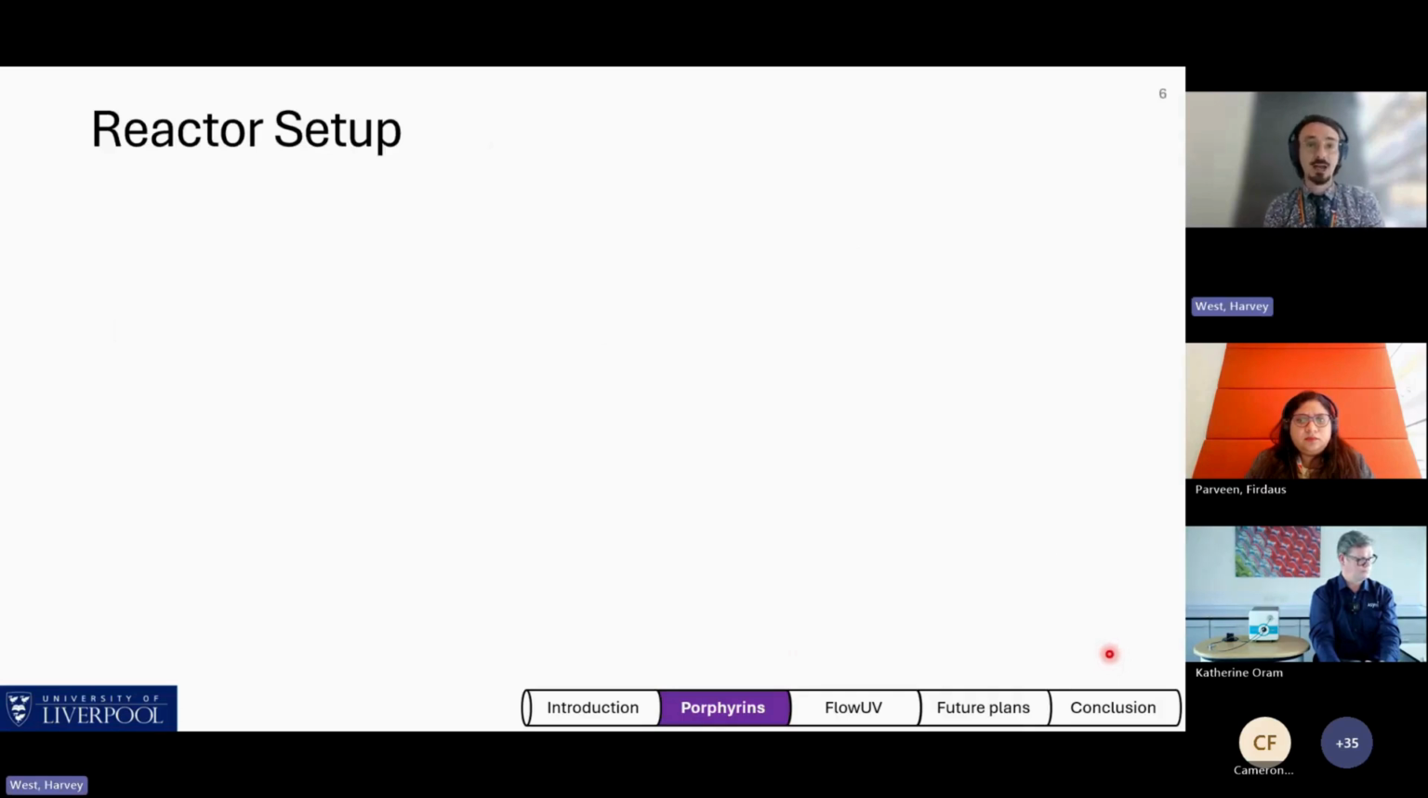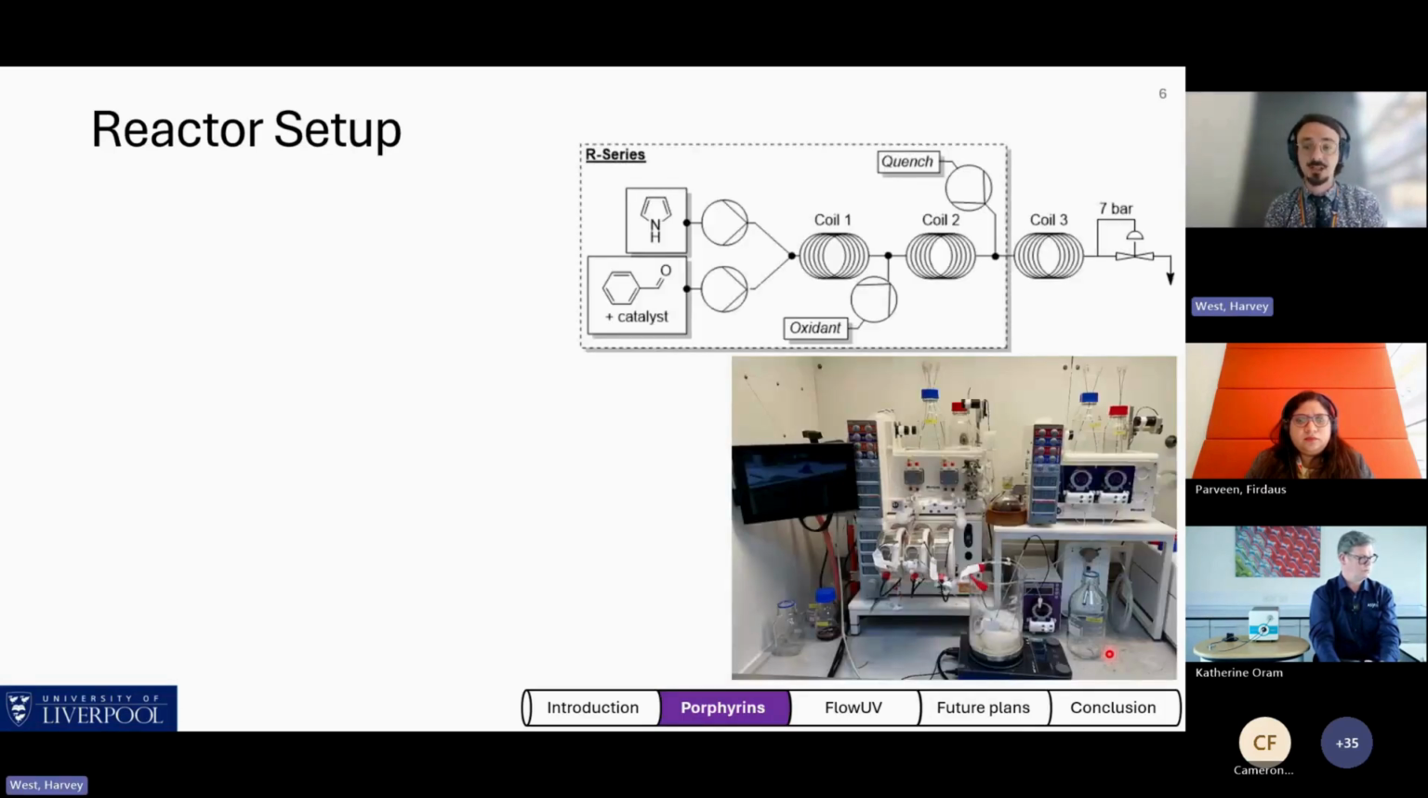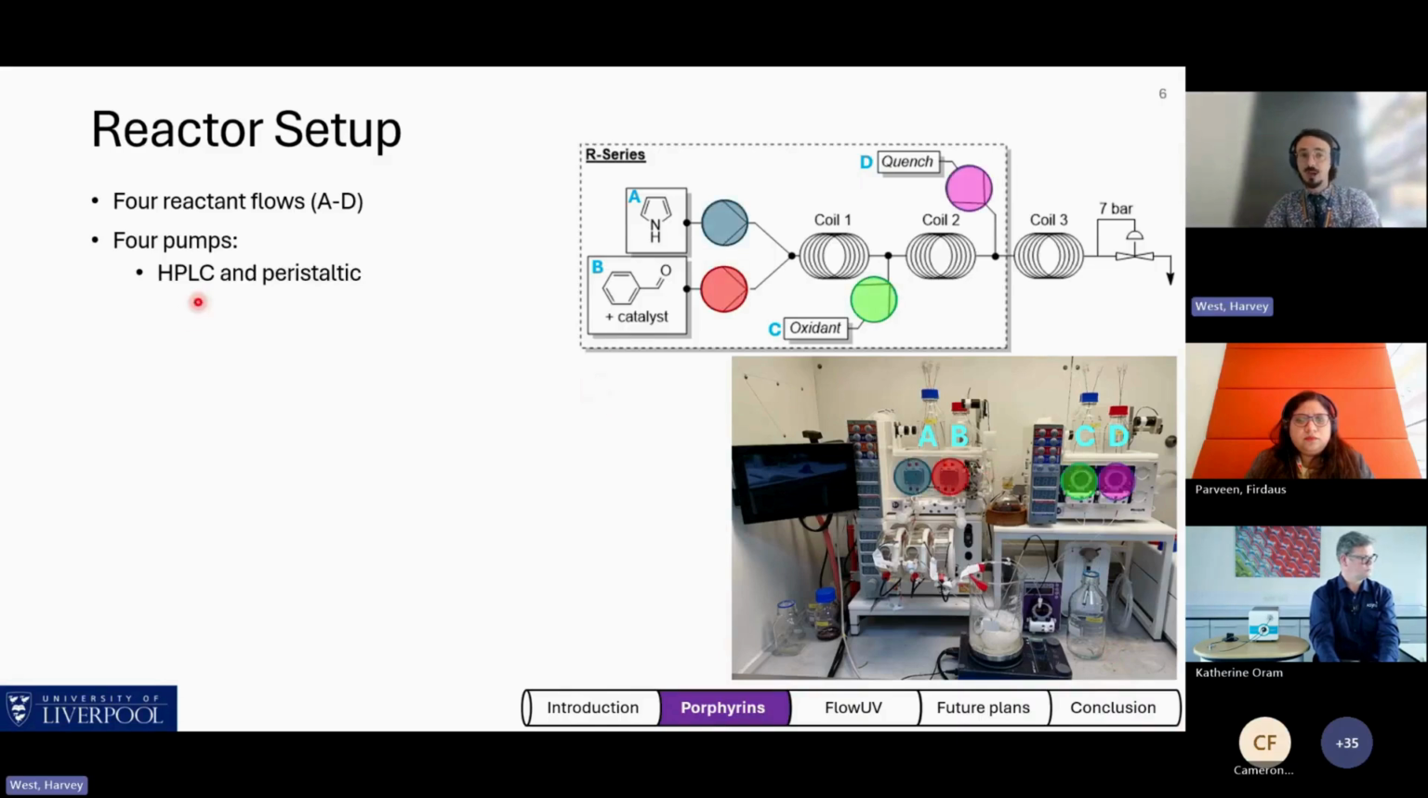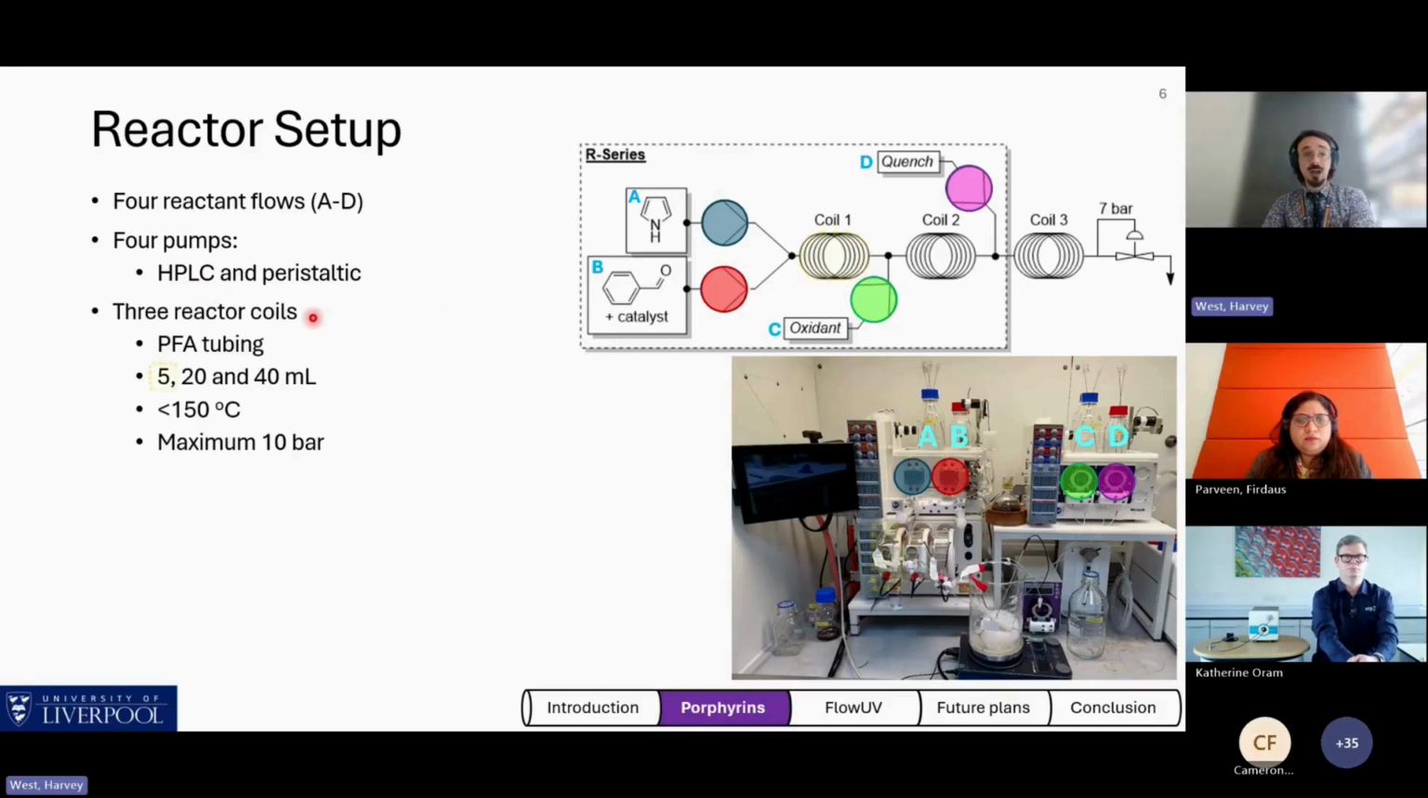So I've shown you a few reactor schematics so far, but you might be curious to see exactly what a flow setup looks like in reality. We've got our 4 reactant flows labeled A to D here, in the lovely starting material bottles sat atop the reactor, delivered by 4 pumps, and we have access to a variety of different pump styles, but I in particular was using LC and peristaltic type pumps. We use 3 reactor coils across a telescoped increasing volume, and these were made of PFA, giving us a maximum operational temperature of about 150 degrees C and a maximum of 10 bar.